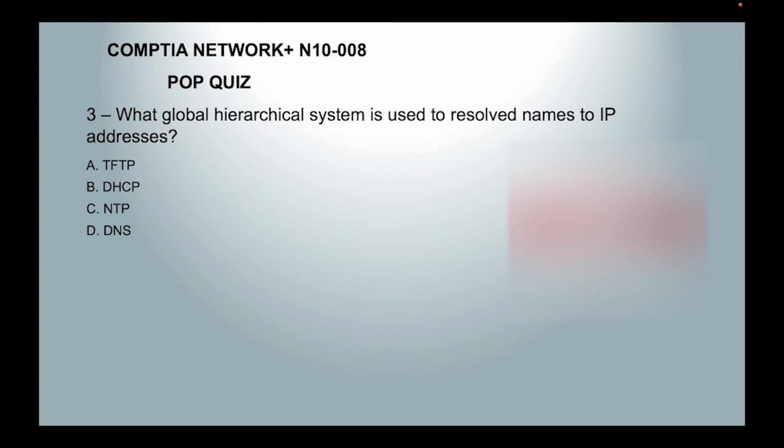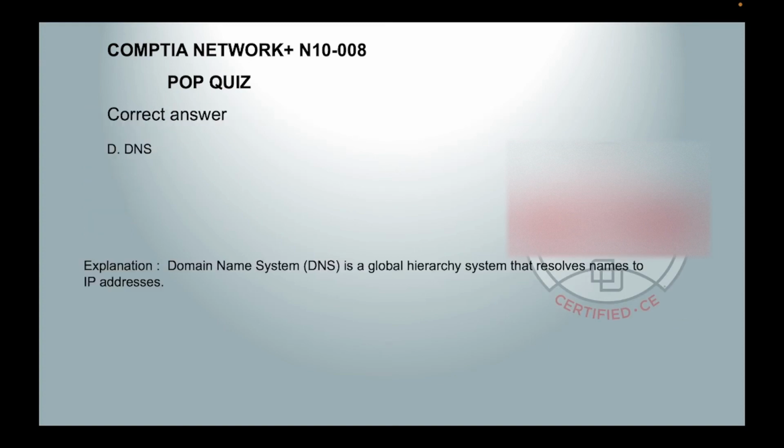All right, number three, what global hierarchical system is used to resolve names to IP addresses? A. FTP, B. DHCP, C. NTP, or D. DNS? Core answer is DNS. Domain Name System, DNS, is a global hierarchical system that resolves names to IP addresses.